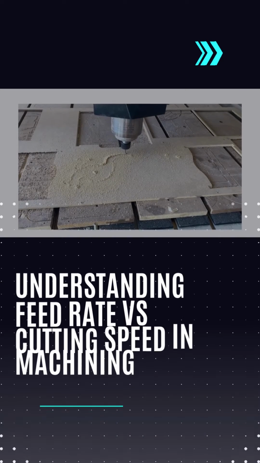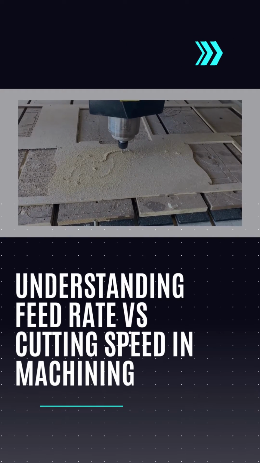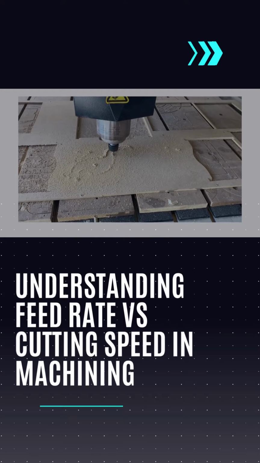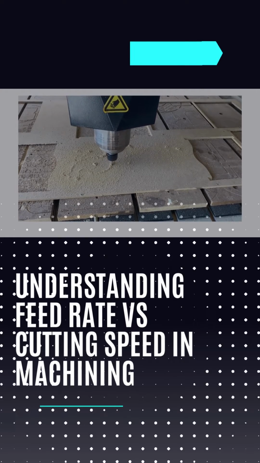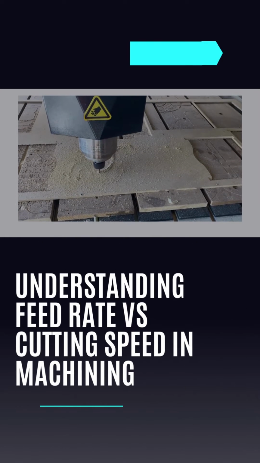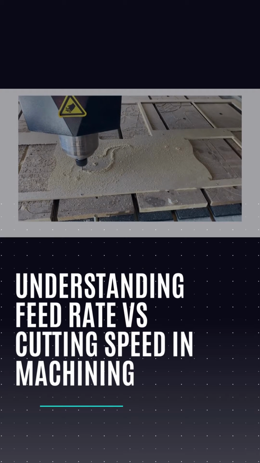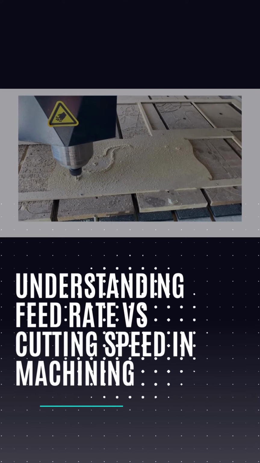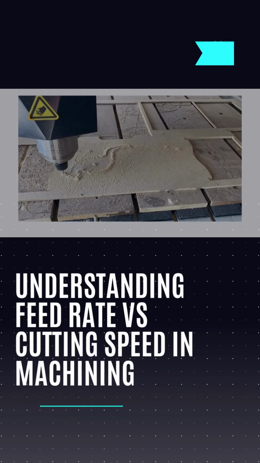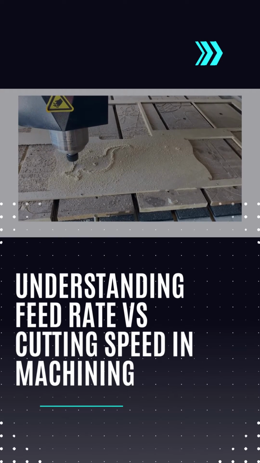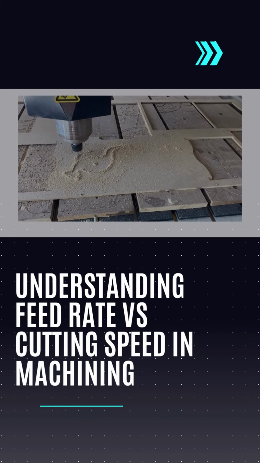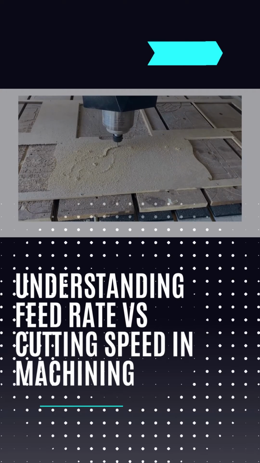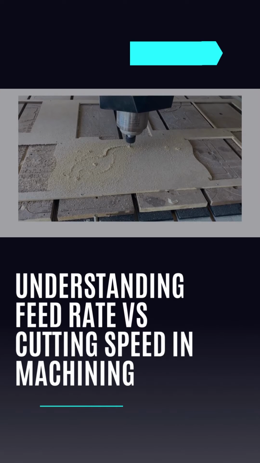Are you looking to improve your machining operations? Understanding the relationship between feed rate and cutting speed is critical to achieving the best possible machining performance. Cutting speed is the speed at which the cutting tool moves through the workpiece material, while feed rate is the speed at which the workpiece material moves past the cutting tool. Achieving the optimal balance between these two parameters can make all the difference between high-quality machine parts and poor-quality ones.